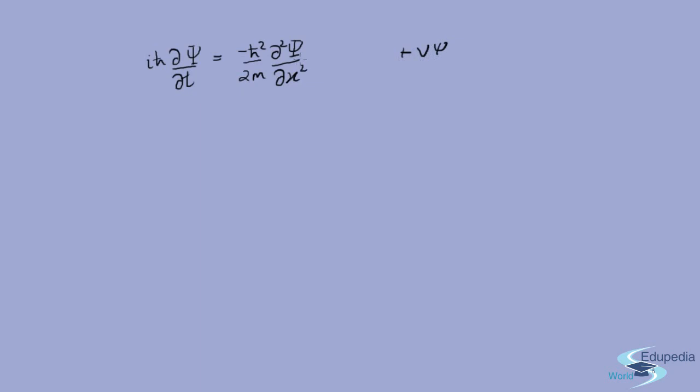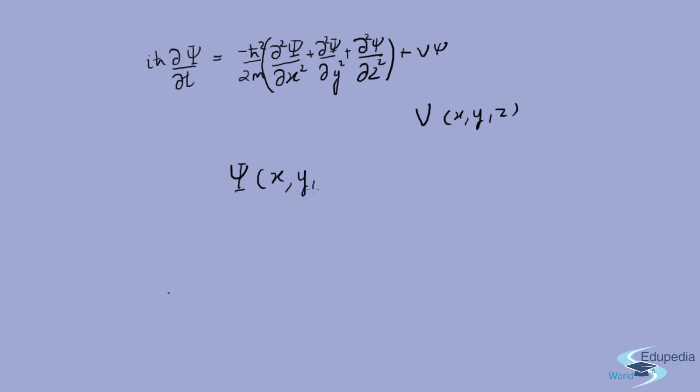Now what happens to this in 3 dimensions? We get 2 more terms here. Instead of just del squared psi by del x squared, we get this plus del squared psi by del y squared plus del squared psi by del z squared. And the other differences are v, instead of being dependent on x, now is dependent on x, y and z, and capital Psi also, instead of being dependent on x and t, it is now dependent on x, y, z and t.